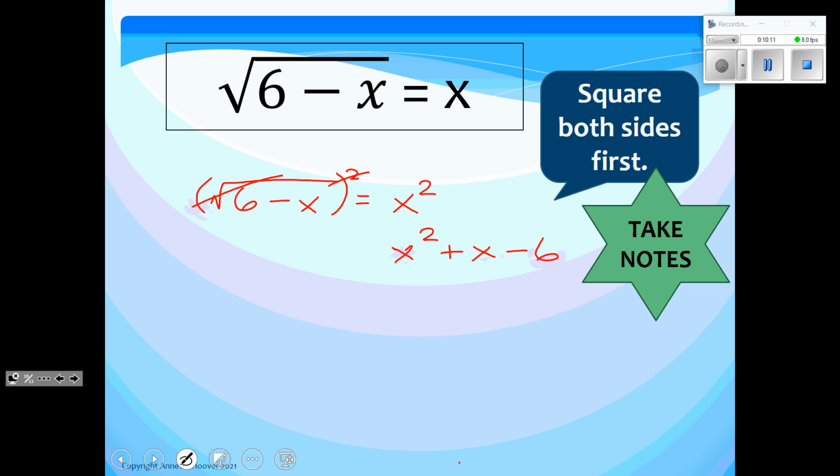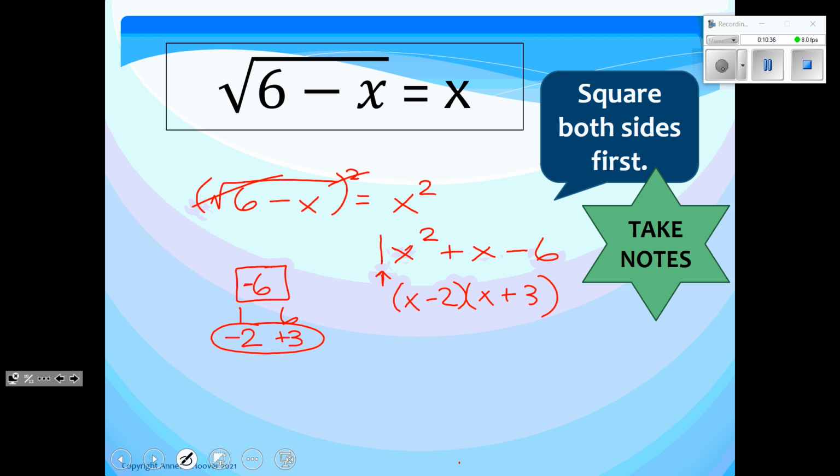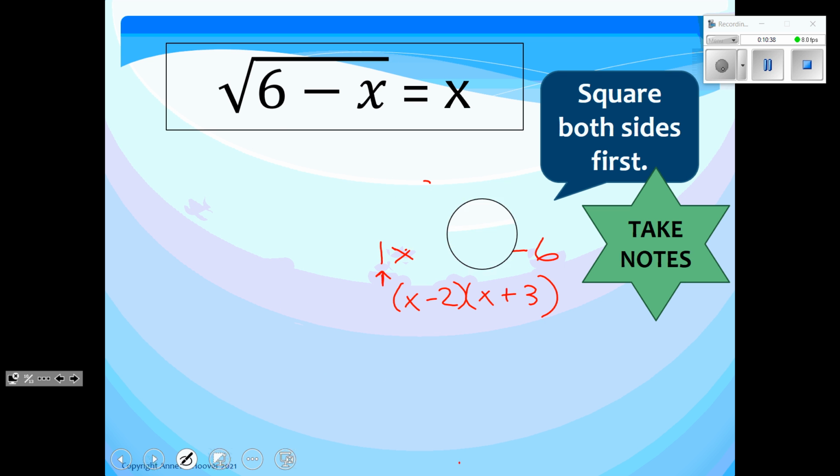To solve this, we factor it. We have a trinomial. The leading coefficient is a 1, so we use reverse FOIL. So we think of factor pairs for 6 that will multiply to get a negative 6, but add to get a positive 1. If we do this, you would have x minus 2 and x plus 3. When we factor it, we're back to that factoring thing again.